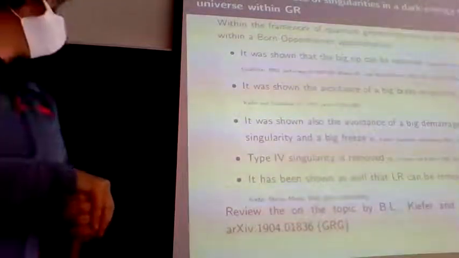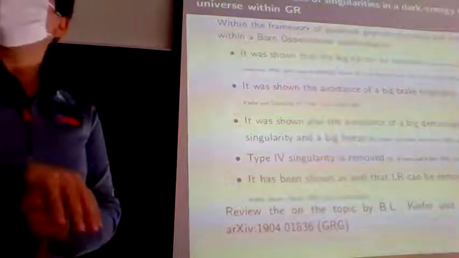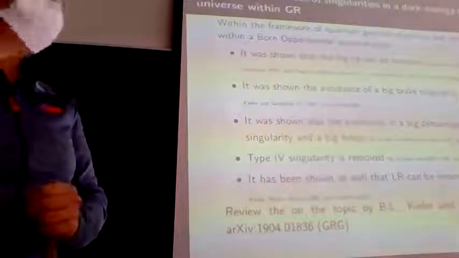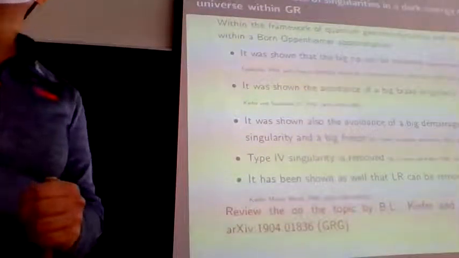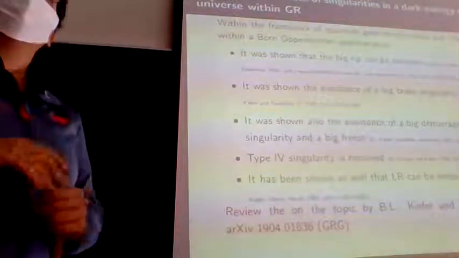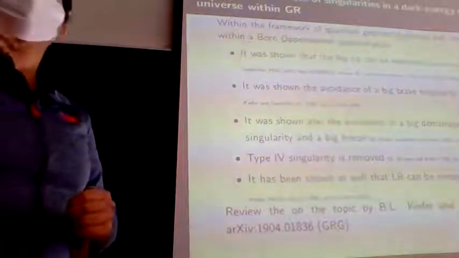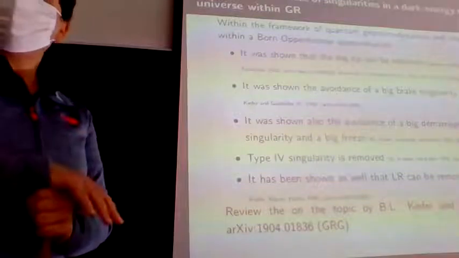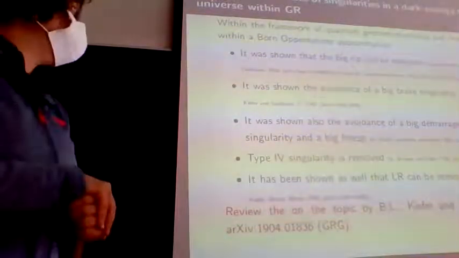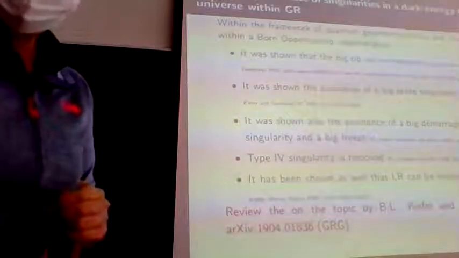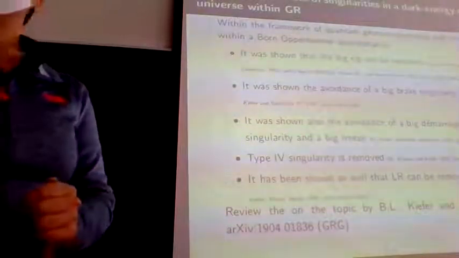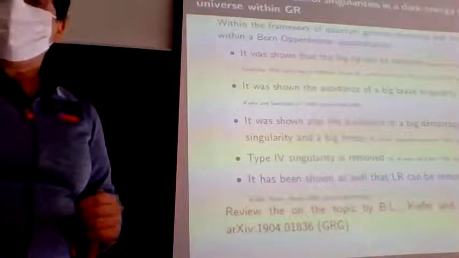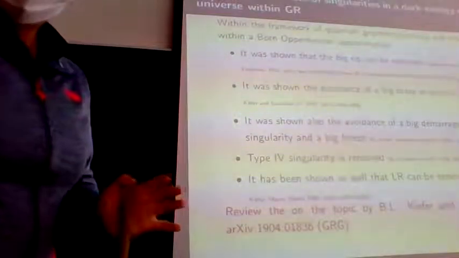Now, in the context of loop, the effective Friedmann equation has a maximum at the energy density. That happens for the big rip, for the little sibling of the big rip, for the big freeze singularity, and all the singularities that involve a divergence in the energy density. So the effective equations of loop quantum cosmology will avoid those kinds of singularities, so it also solves the problem. Maybe for the type 4 singularity, because then the energy density might be finite, I would put a question mark.